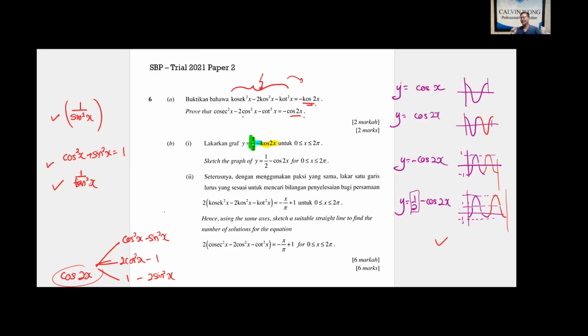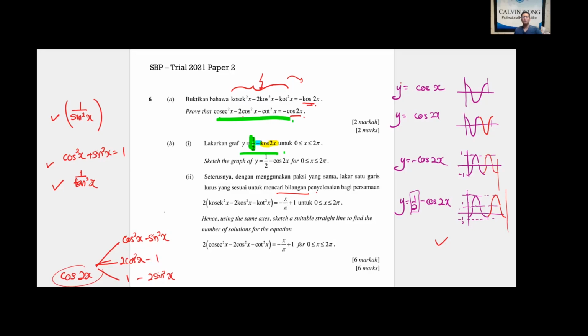So "bilangan penyelesaian" (number of solutions). This one is bilangan penyelesaian. That means you need to draw another straight line. The hint, the clue for this question is from here. It's always from here and from here. This one, I think you all can do it. I will skip this one.